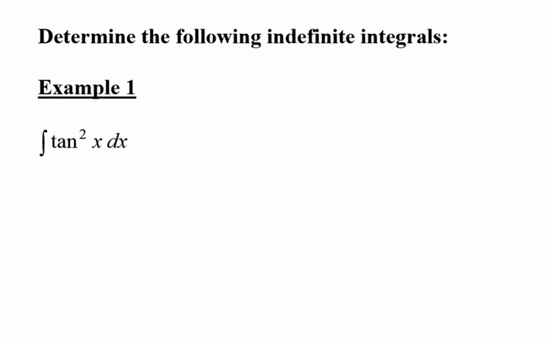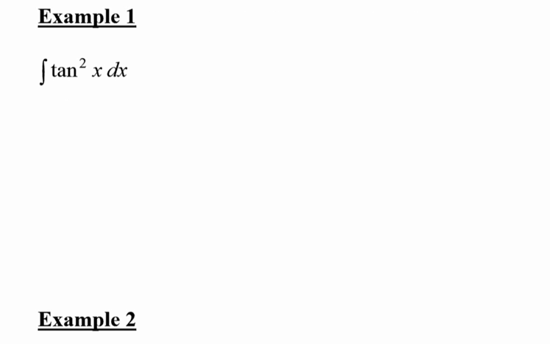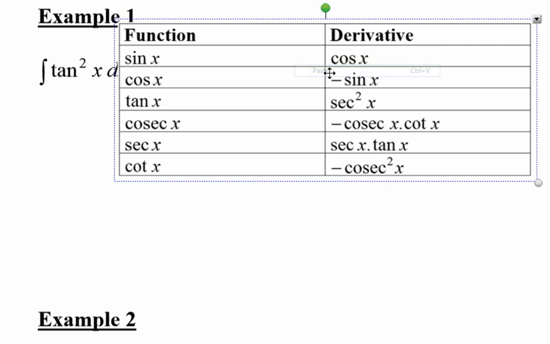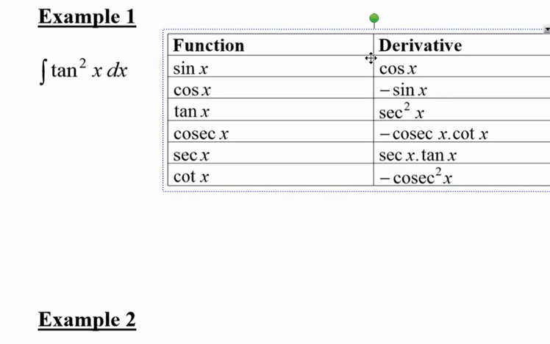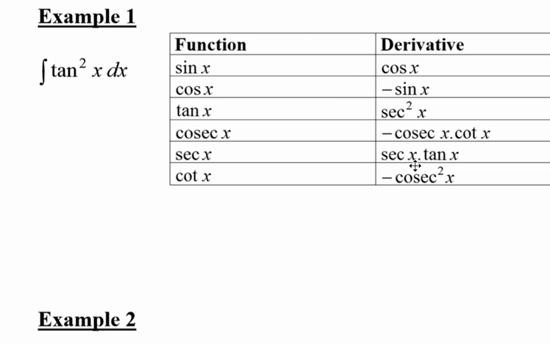Alright, so let's have a look at some examples. If we go and have a look at this first example, the integral of tan squared x. Whenever you've got a trig function that you're integrating, your first line of call is to go check your derivative table. So I'm actually going to pop it over here. You check your derivative table, and you see in that derivative column, do you see a tan squared of an angle? You don't. Okay, so we can't go straight to the table.